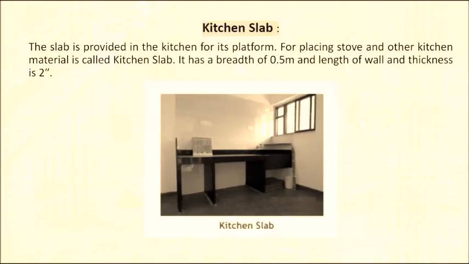Kitchen slab. The slab provided in the kitchen as a platform for placing the stove and other kitchen material is called a kitchen slab. It has a breadth of 0.5 m, the length of the wall, and a thickness of 2.